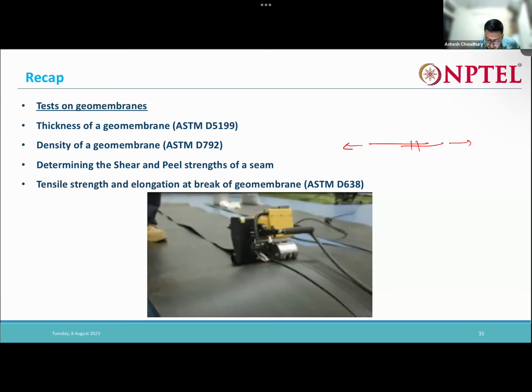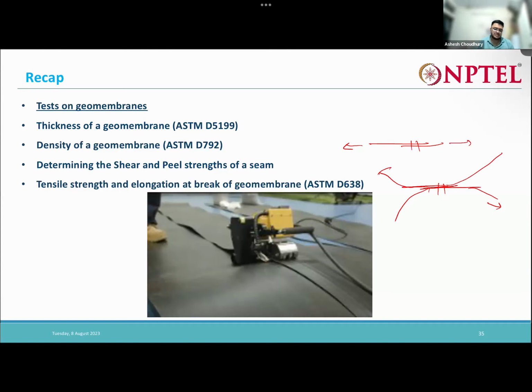So say you have two layers of geomembrane like this, right? One is peeled like this, one is pulled like this. So peel strength. Those are peeled. You know peeling, right? Those are separated like this. So that will give the peel strength of the seam.